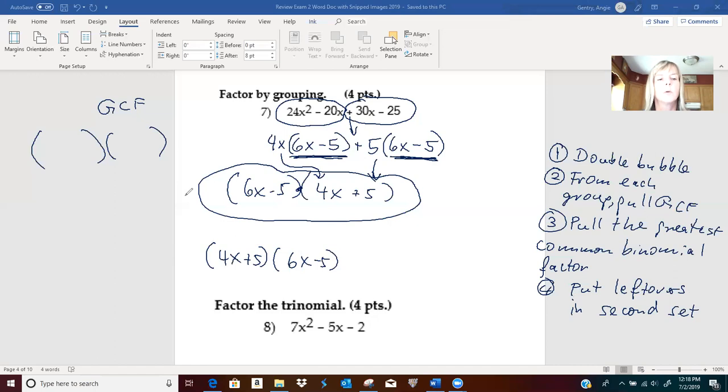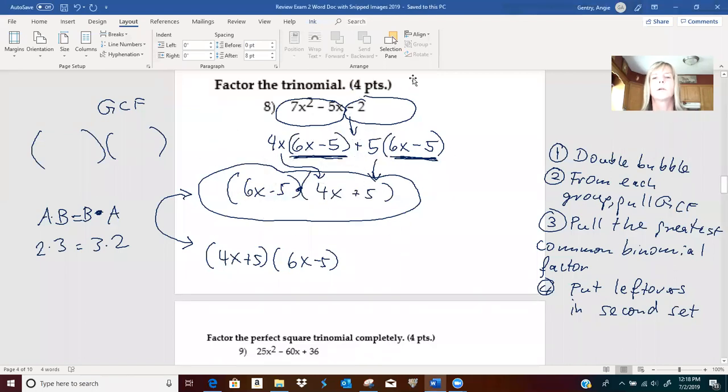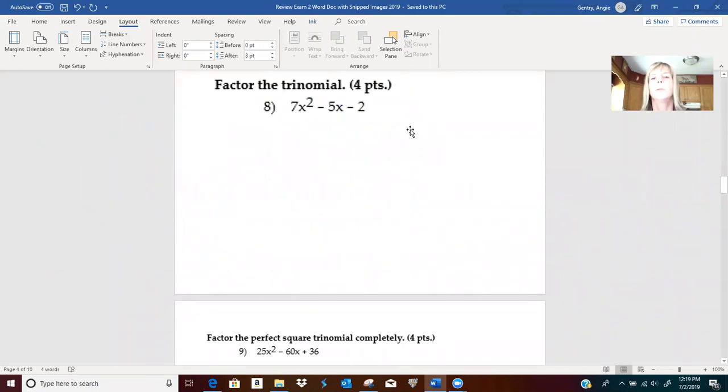And I'm going to ask you, are those not the same? Isn't it true in math that A times B is B times A? Right? 2 times 3 equals 3 times 2. This is called the commutative property of multiplication. So it doesn't matter which one's first. Okay, so mouse. All right, now clear. Factor the trinomial, and it doesn't even have to say trinomial, it could just say factor.